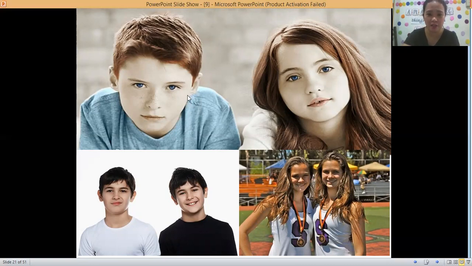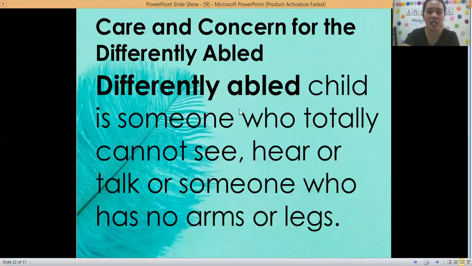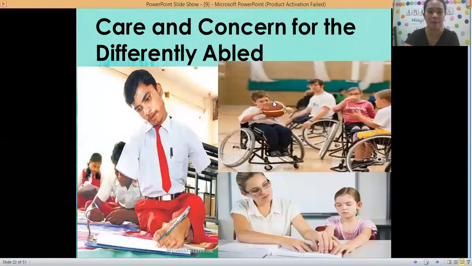Differently abled is what we call a child who totally cannot see, cannot hear or talk, or someone who has no arms or legs. We call it differently abled. Remember this, it's in your exam. So these are examples of the differently abled. Even though they are differently abled, they can still do many things.